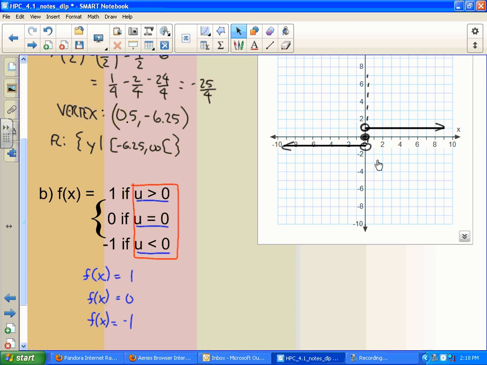Is that a function? Fast vertical line test. There's only one value it's actually hitting when it goes through x equals 0. It's hitting at 1 right in the middle there, the origin. So that is a function.